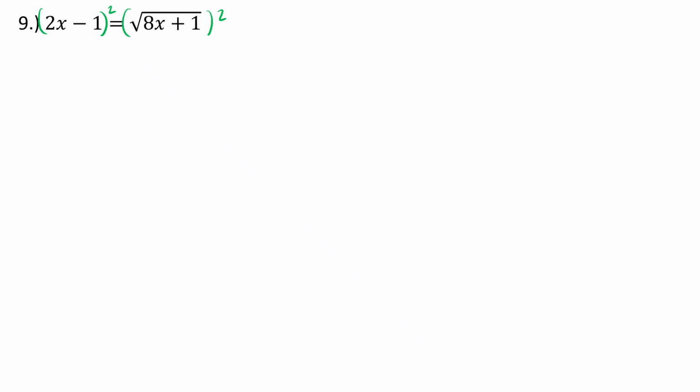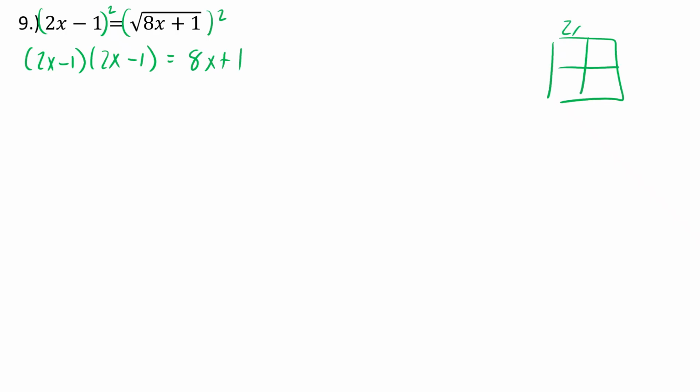On the left, that is going to be, again, squaring that binomial. So a nice review of our quadratics here. The square root squared gives me the 8x plus 1. And then you might want to do some scratch work over here. So 2x times 2x is 4x squared, minus 2x, minus 2x, plus 1. So this would be 4x squared minus 4x plus 1.